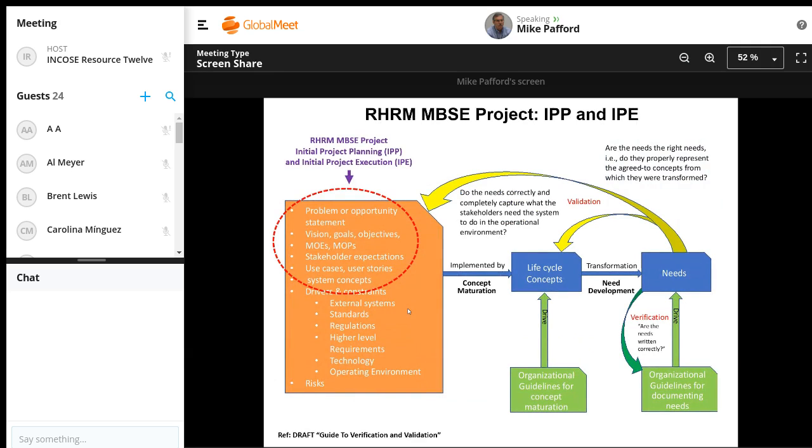Now, you all will recognize this slide. This slide is meant to show how we think our initial project planning, IPP, and initial project execution, IPE, elicitation work fits into the INCOSE requirements working group draft guide to verification and validation. I did have the opportunity to go through that document. I spent several hours going through it, and I was happy to give feedback as far as the draft document was concerned. I learned a lot from going through that document, and we're pretty confident now that our IPP and IPE approach and the work that we're doing is tying into the elicitation part of the guide to verification and validation fairly well.